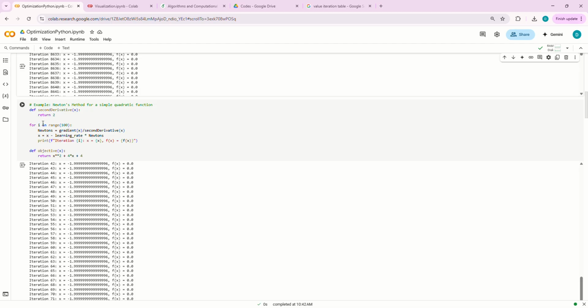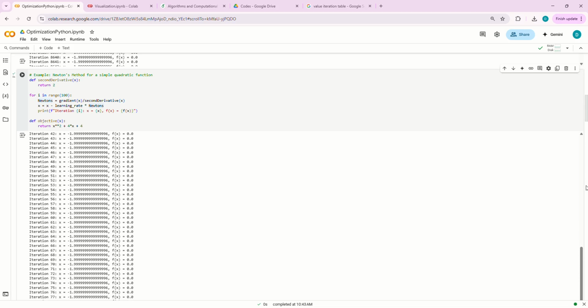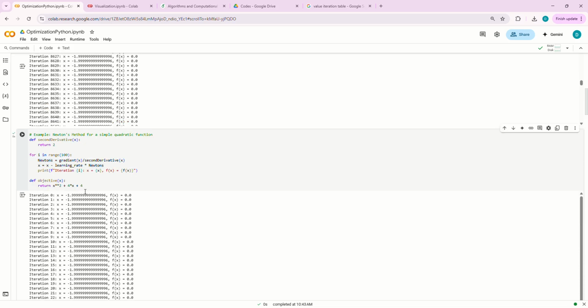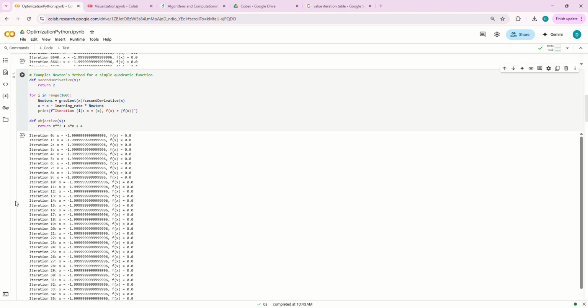And then Newton's method is very similar, except now we're adding in the second derivative as a way to find the learning rate. So for i in range 100, Newton's equals gradient of x divided by second derivative of x. So we're decreasing the learning rate as time goes on. So we start off with a higher learning rate, and we go on with a lower learning rate. So we're going to minimize this objective. So this gets you there a lot faster, and it moves a lot quicker.